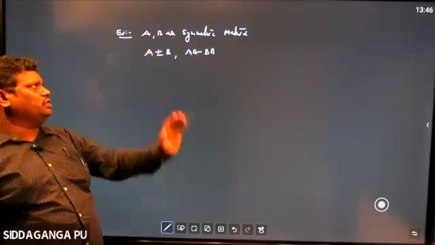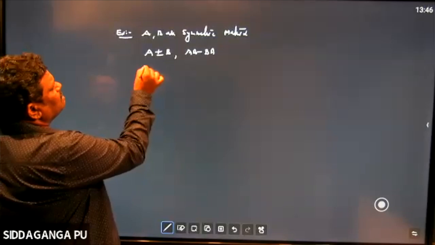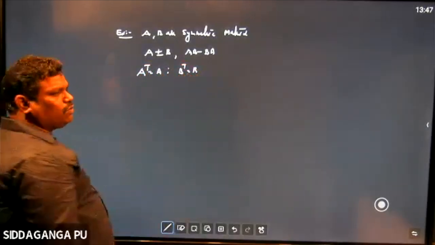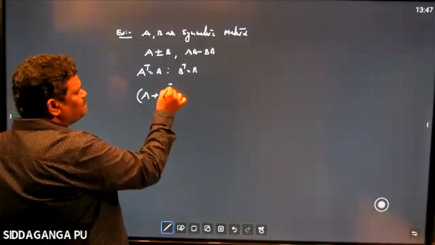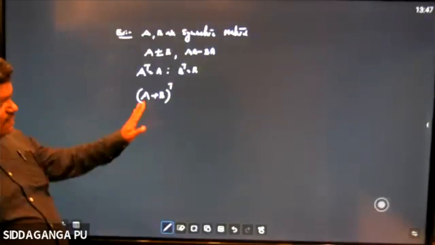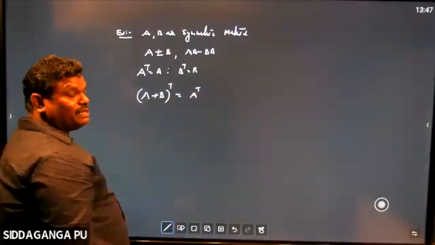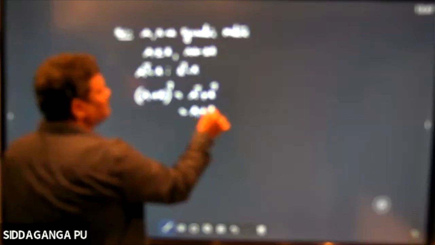Whenever they give this type of question, A and B are symmetric. A is symmetric means A transpose is equal to A, and B is symmetric means B transpose is equal to B. Now we can find out. Suppose one example: A plus B whole transpose. You have to show whether it is symmetric or skew symmetric. By the property, A plus or minus B whole transpose is equal to A transpose plus B transpose. In place of A transpose we write A, and in place of B transpose we write B.